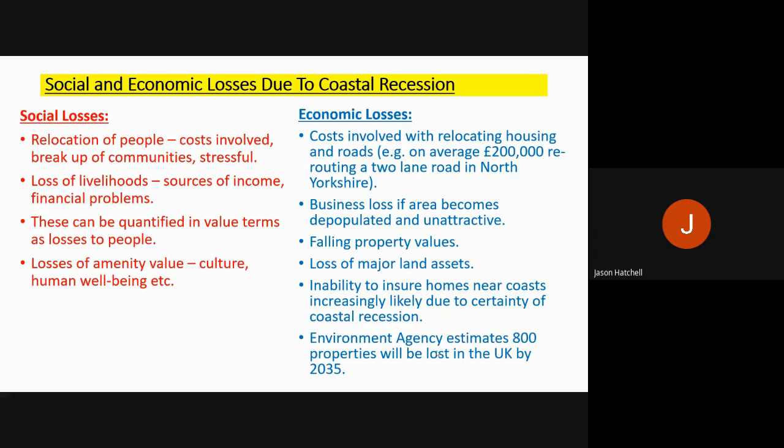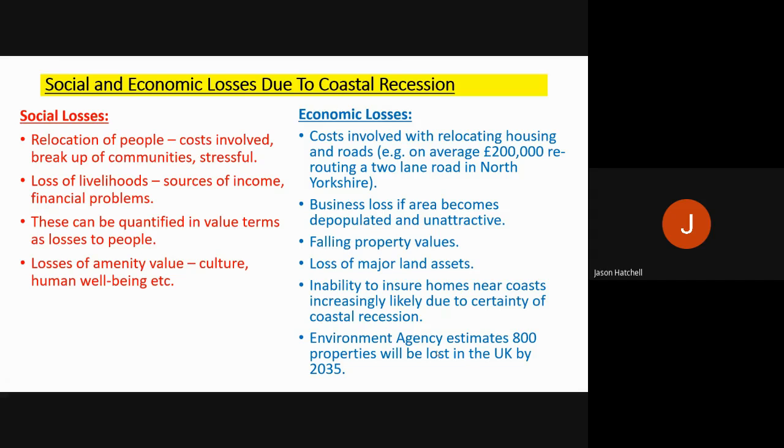The economic losses include the costs involved economically, for example, with relocating housing and roads. Things like business loss, depopulation, falling property values, loss of assets and land, uncertainty in terms of insurability of homes, and the Environment Agency, for example, estimating 800 properties will be lost in the UK by 2035 due to coastal recession. These are all economic losses.